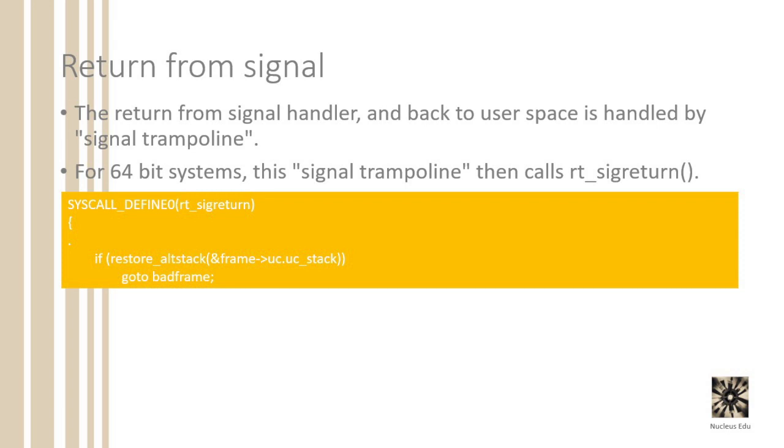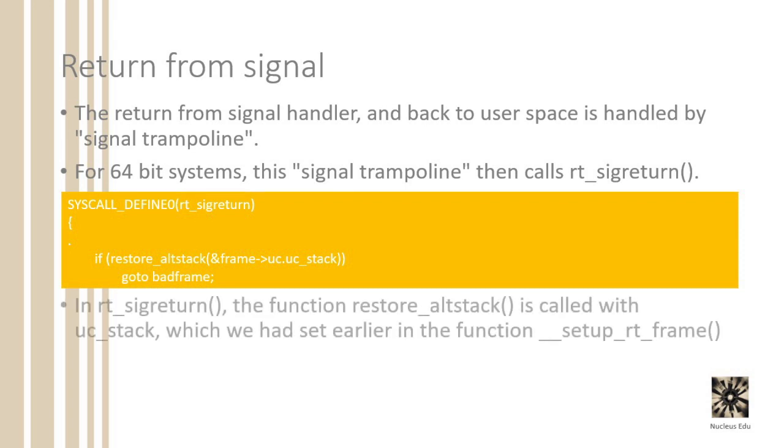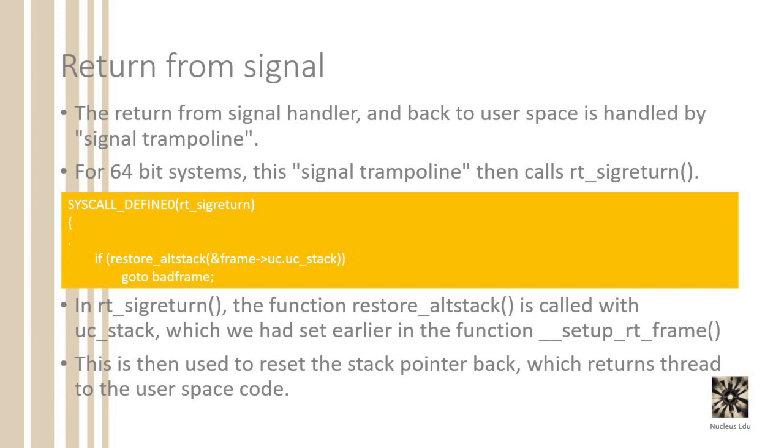Now all that is needed is the user's stack that was stored, and as you remember, it was stored in uc_stack. The restore_altstack function is called with this uc_stack, where the user space frame or stack was stored before the signal handler was called, and this is then used to reset the stack pointer. Now everything is set for the execution to return back to user space after the signal handler has been executed. This marks the end of signal delivery and processing, and this is where we stop here.